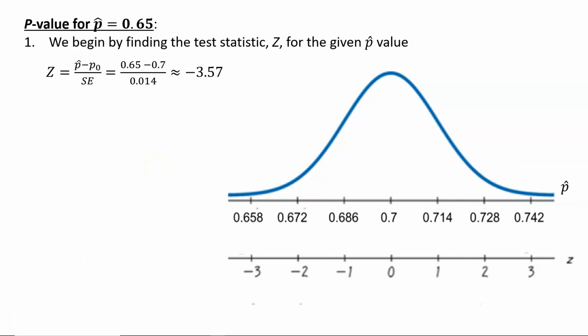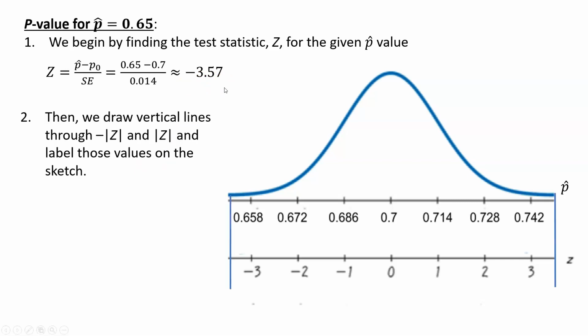So now let's take a look at how to find the p-value for a sample proportion of 65%, constructing our null distribution sketch at the same time. So we begin by finding the test statistic z for the given sample proportion value. And again, I've shown the calculation work on the screen for that. We get a value of -3.57 in this case for the test statistic value.